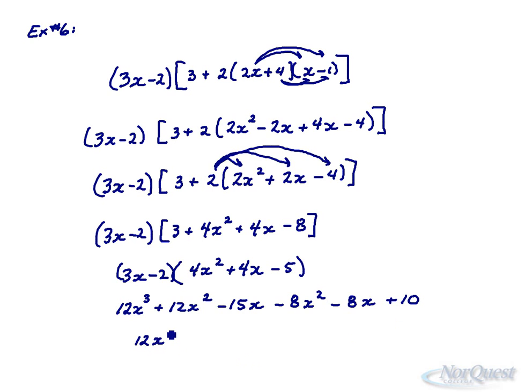Collect like terms. 12x cubed. 12x squared minus 8x squared gives us 4x squared. Negative 15 and negative 8 to give us negative 23x plus 10.